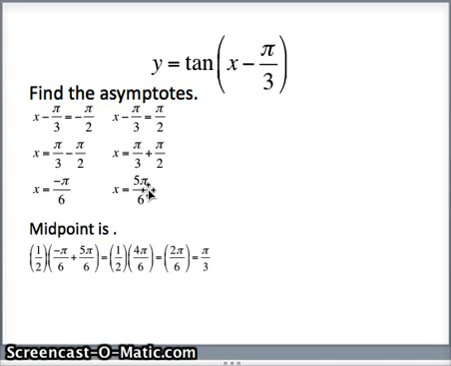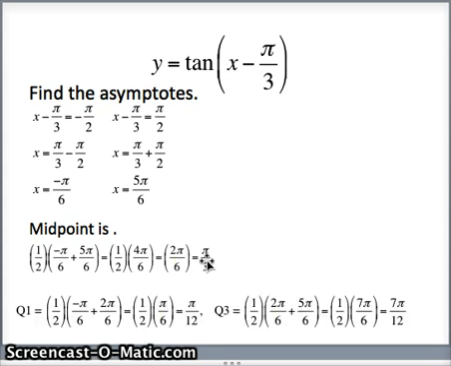And then take half of that. That'll give me 2 pi over 6, or pi over 3. So that's my midpoint value. And then to get the quarter points, I've got to go from negative pi over 6 to pi over 3, which is 2 pi over 6. Add those together and take half of that. So negative pi over 6 plus 2 pi over 6, which is pi over 6. Take half of that, you get pi over 12.